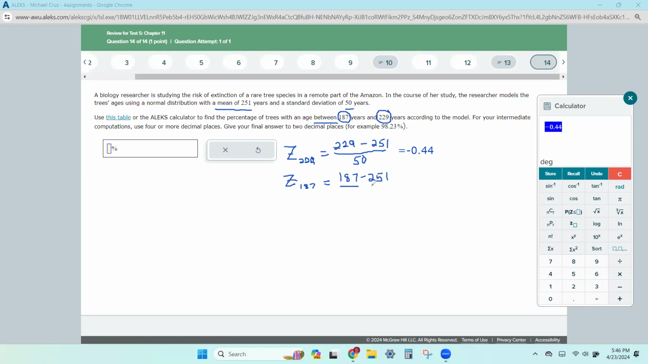Subtract the mean, and then divide by 50. So 187 minus 251 divided by 50.